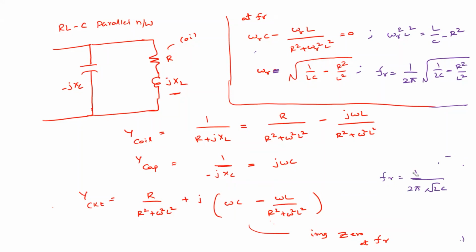So this is the resonant frequency of a practical parallel RLC circuit. So at this point, what is the resonant frequency? What is the resonant impedance at resonance?